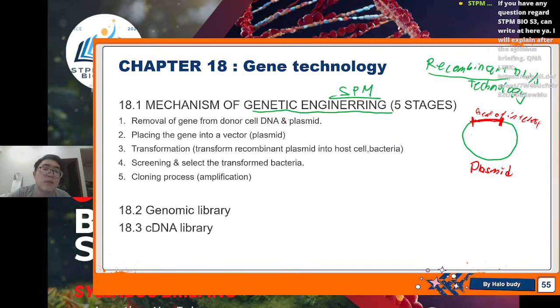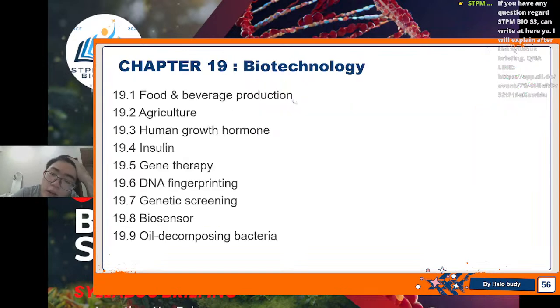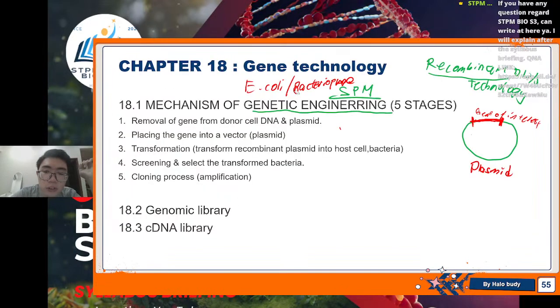Genetic engineering normally uses E. coli or bacteriophage. Normally we use E. coli bacteria, the most famous one. There are two types of vector we can use: plasmid and also bacteriophage.